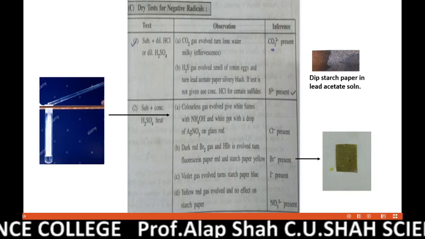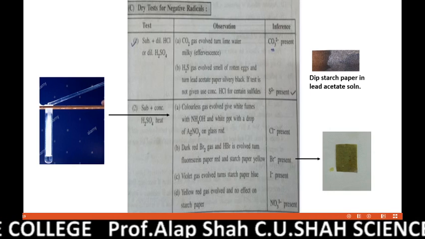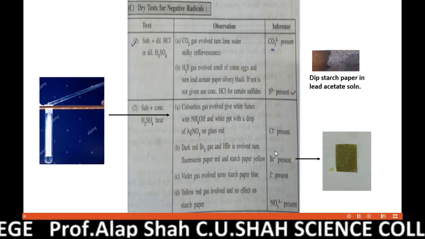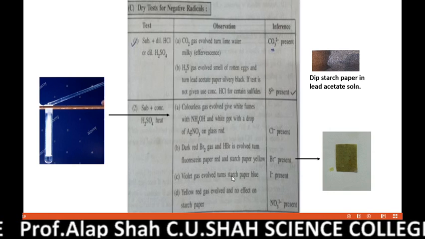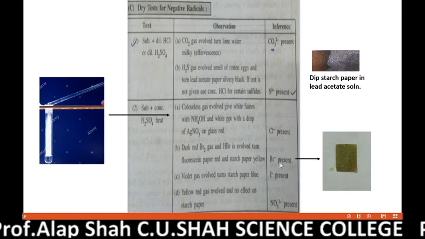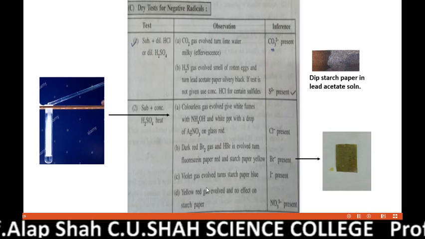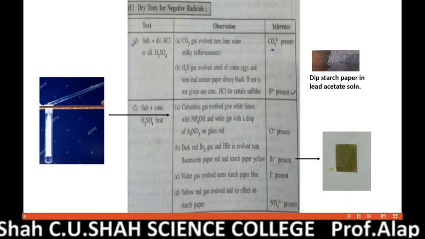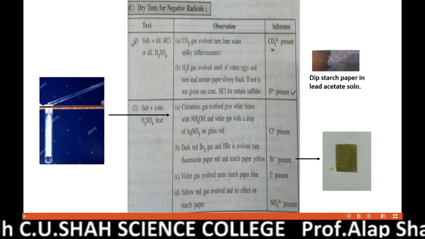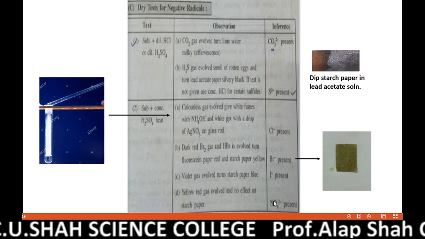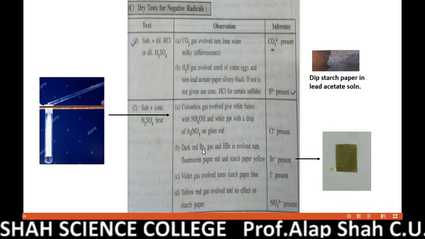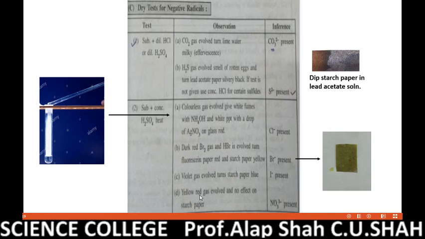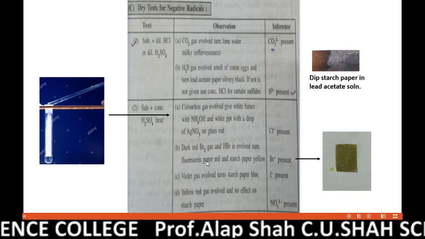Another possible observation is, if a reddish gas evolves, then it could be bromine gas, and the radical could be bromide, right? If a violet gas evolves, it indicates the negative ion iodide, I minus. And if a reddish yellow gas evolves, that gas is heavy and normally stays inside the test tube, so that can be NO3 minus. Now see, two observations are there. Here they have written red gas, and here they have written yellow red gas. So they are almost similar. So what to do?